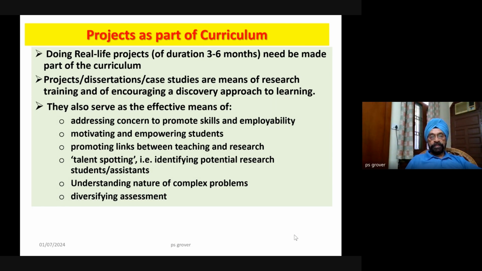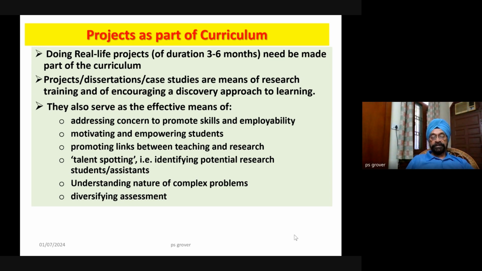Just to give you a quick look, our curriculum has projects. Having projects is a good thing. But so far our effort has been that students are doing the projects. Have we ever applied our mind to how projects can be made part of the curriculum wherein they serve as learning, not as doing? So doing real-life projects of 3 to 6 months needs to be made part of the curriculum.